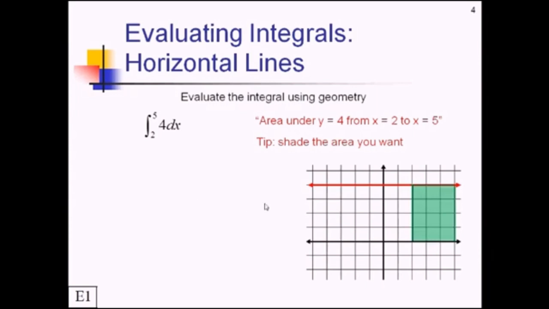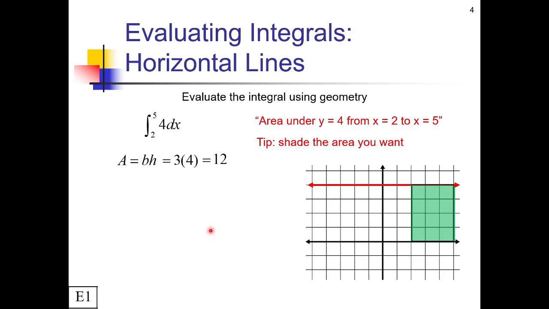Well, what is the area of a rectangle? It's base times height. The base in this case is 3. The height is 4. So we're just doing 3 times 4, which is 12. So 12 is the value of the definite integral from 2 to 5 of 4 dx. So this is how you could calculate the definite integral by hand. And there's actually another way of doing it more algebraically that we'll see down the road, but not yet.